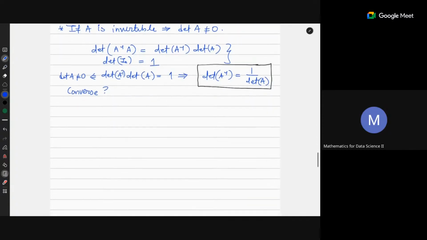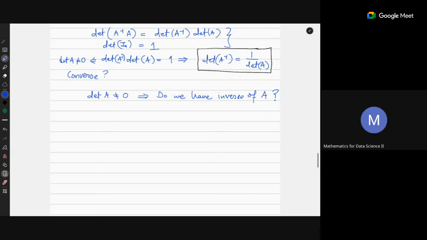Okay, but what about the converse part? What do we mean by converse? Suppose you have determinant of A to be non-zero. Can you find out the inverse of A? So that is what we are going to see today. The answer is yes.